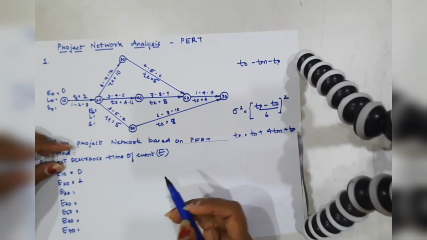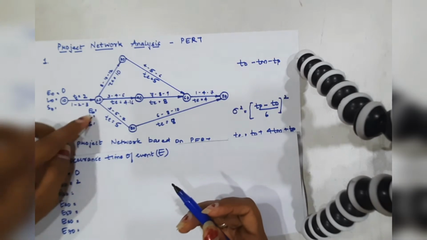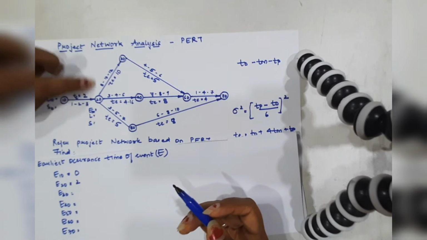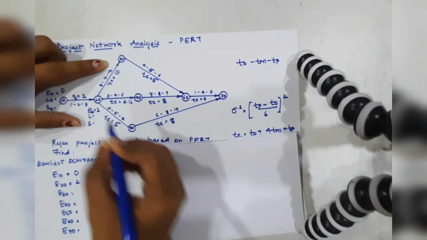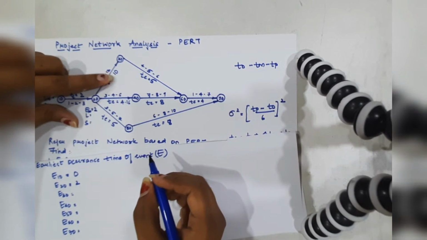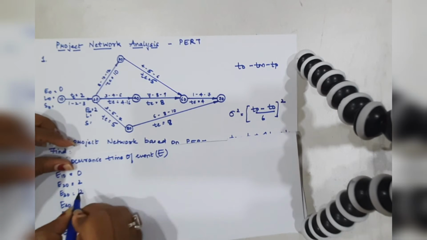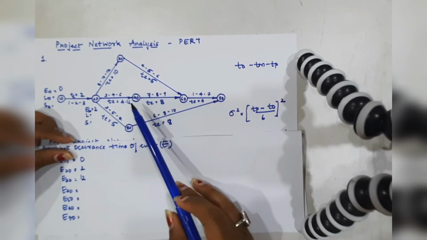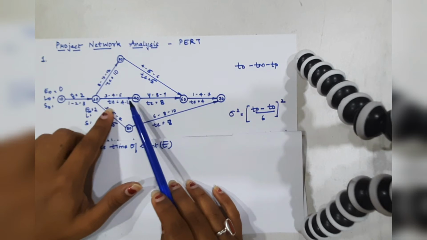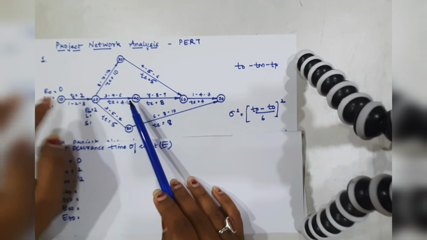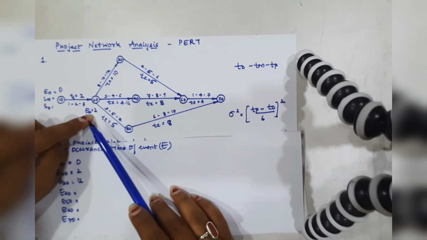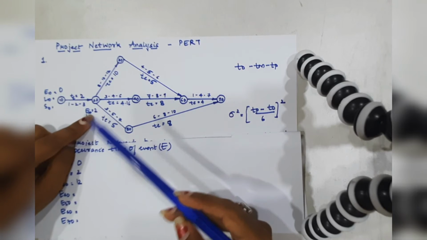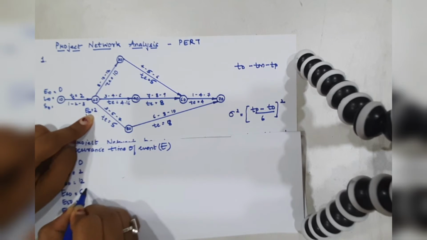Now let's move on to E30. E30 has also one arrow. So it would be just simply 2 plus 10, the duration, so it is nothing but 12. Okay, so now let's move on to E40. It also has only one arrow which is pointing towards it from 20. So E40 is nothing but 2 plus 4.16, so it is nothing but 6.16.